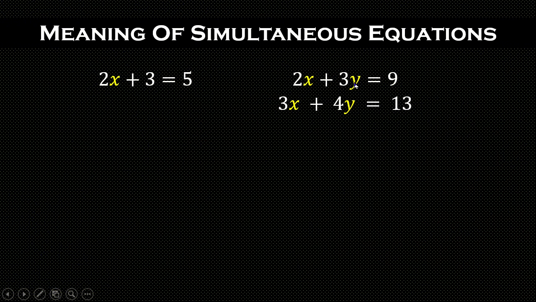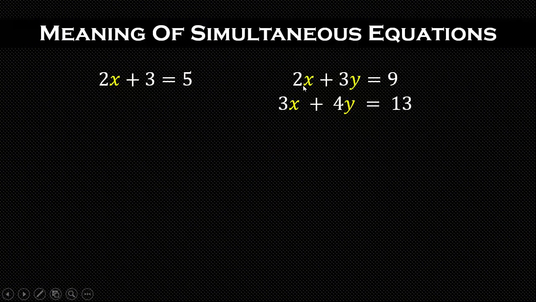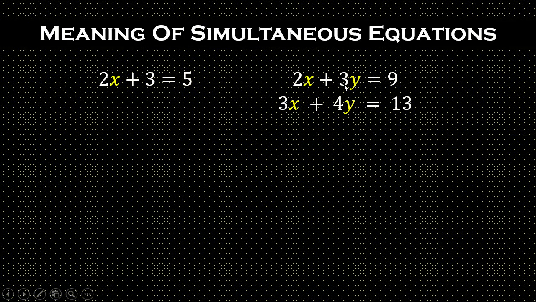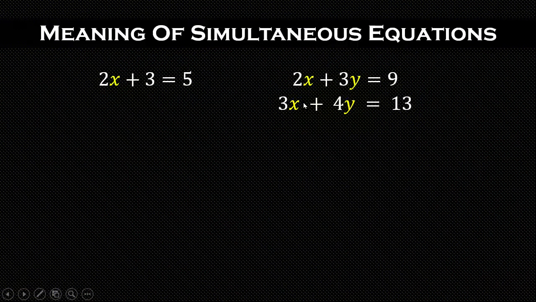If two variables are there in an equation, we cannot find the values of x and y by only one equation. So definitely we need two equations to get the values of both the variables. We cannot solve one equation at a time. We will solve both the equations together. That means we will solve both the equations simultaneously.